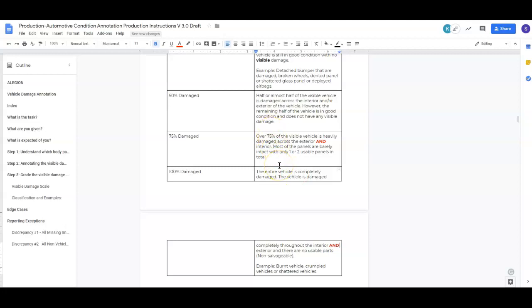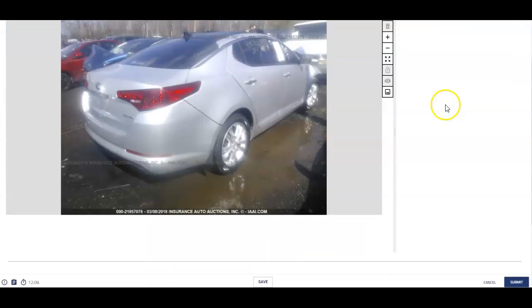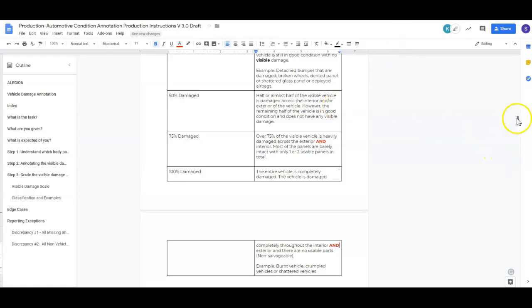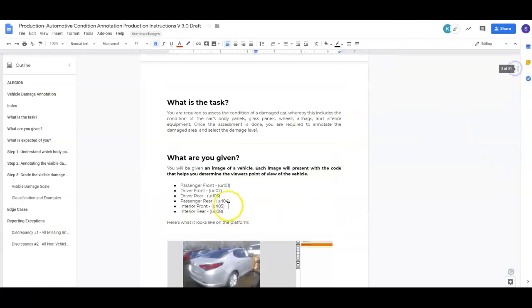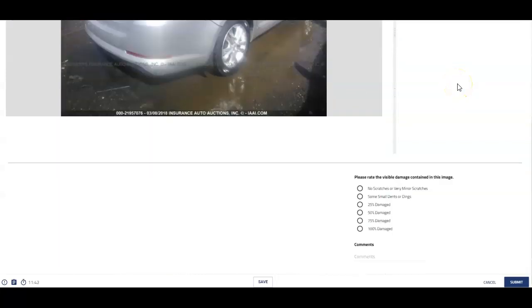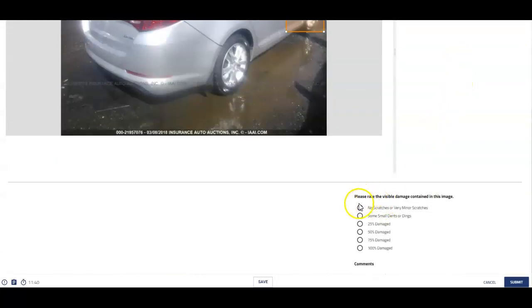Now, before we proceed further, I'd like to show you how the task looks on the platform. So this is how the task actually looks, as I showed you earlier. You see the URL here. URL 04, if you scroll up here, you'll be able to see it's mapped to passenger rear view. So that is the URL. And this is how the box tool works. You're familiar with it. Once you have drawn the box, you will then select the rating.